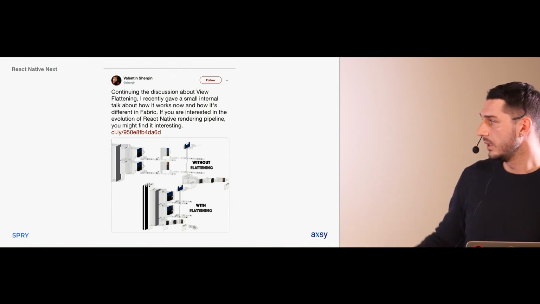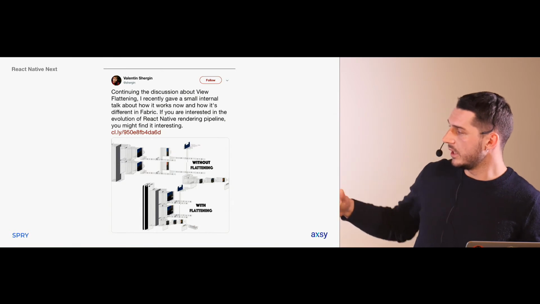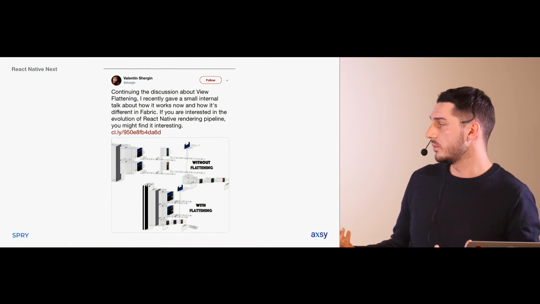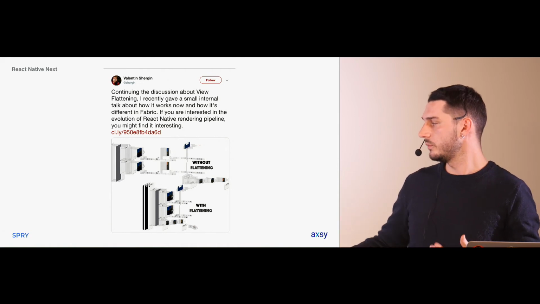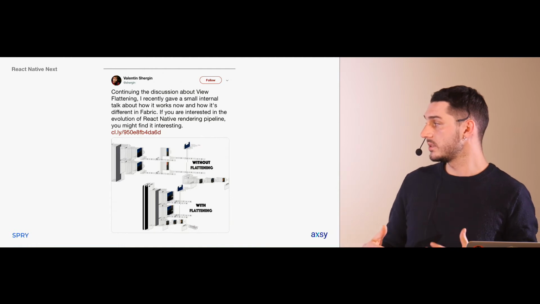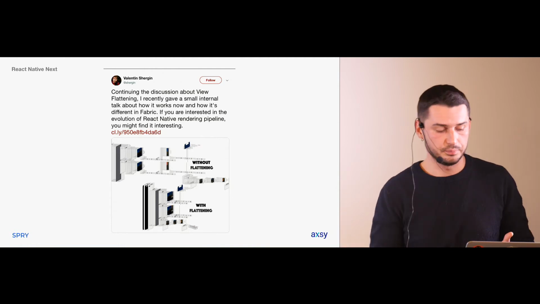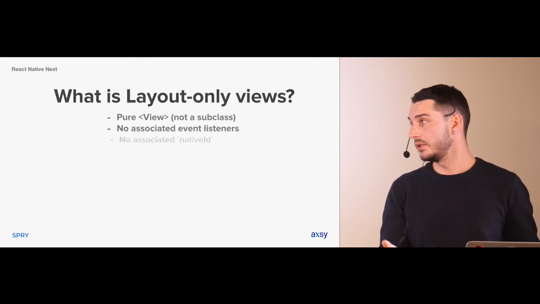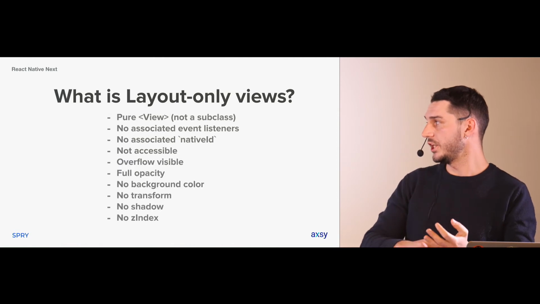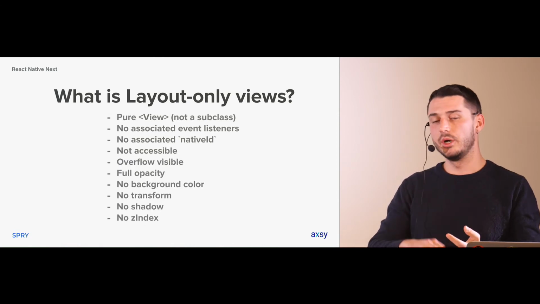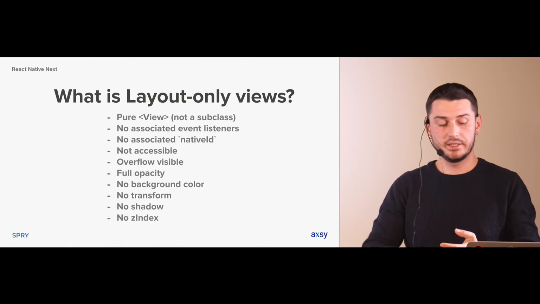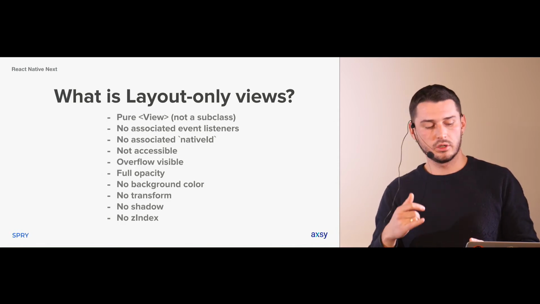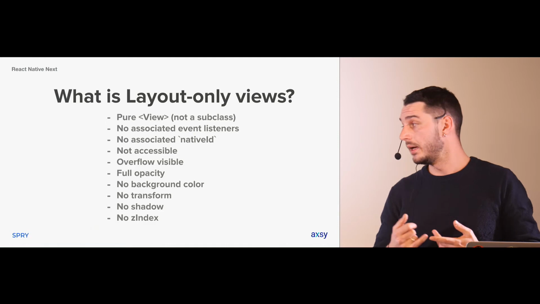So this is an example. At the top, there is the current situation, a lot of small views that are not actually used or visible to the user. And with view flattening, we should be able to get rid of them and leave only the stuff that is visible or changeable to the user. So a layout-only view is something that passes all these checks. It's a pure view. There are no associated event listeners, no associated native ID. It's not accessible. There is no overflow. It's full opacity, no background color, no transform, no shadow, no z-index.